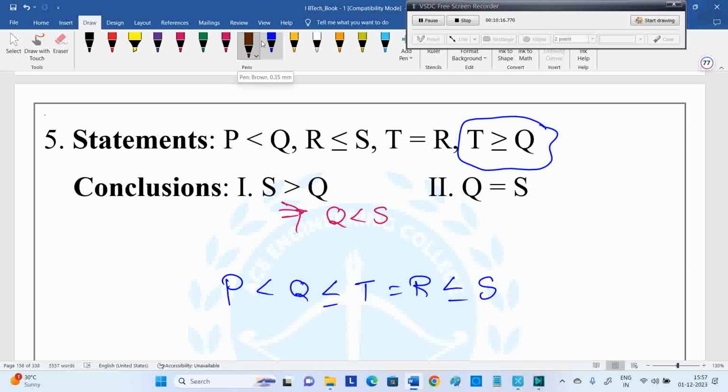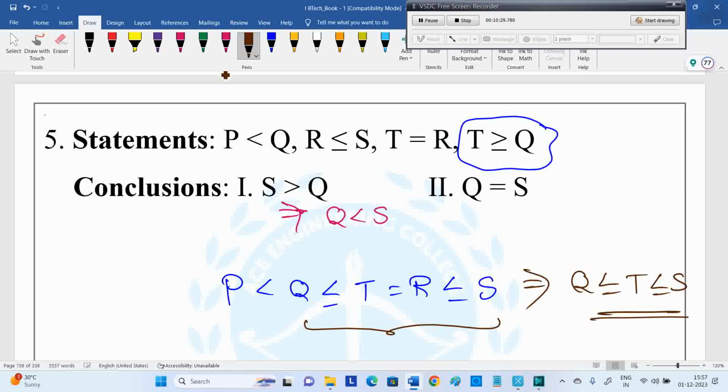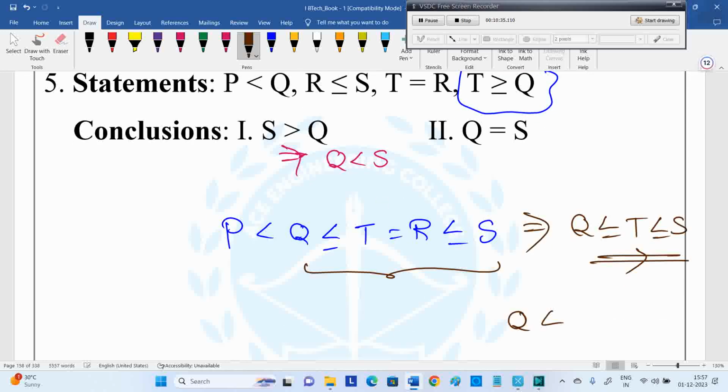Okay, now you have to discuss only between Q and S. As T equal to R, this is the only discussion. In place of R, I can put T only. Now, what is the common symbol? Q is either less than or equal to S. Now, what should be your answer? Both 1 and 2 follow. Okay. Is there any other answer? Sir, either 1 or 2. Okay. Any other answer?